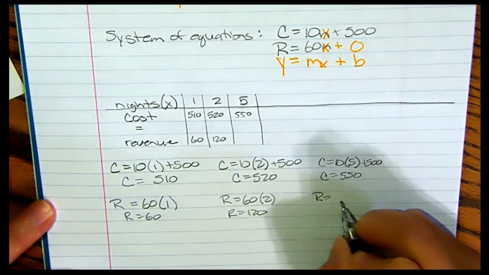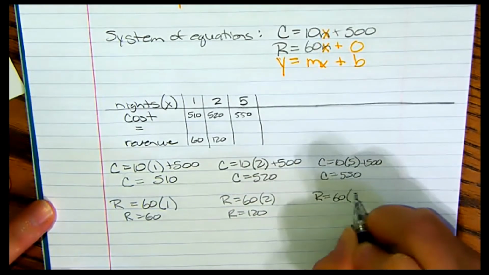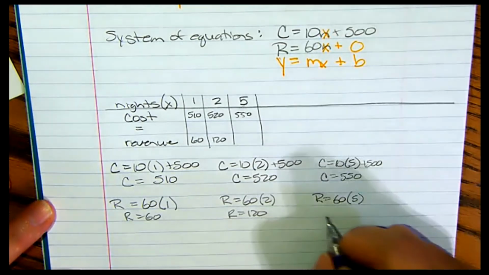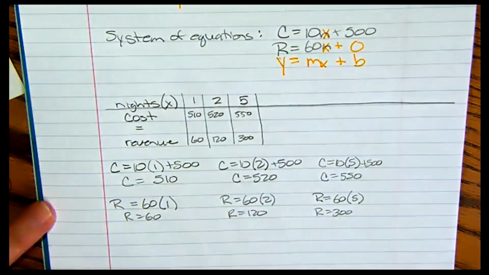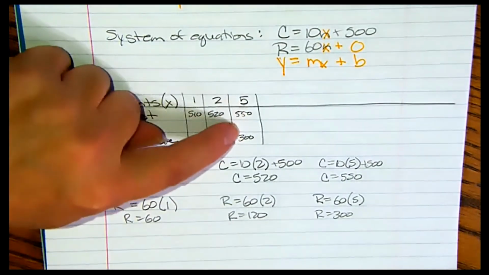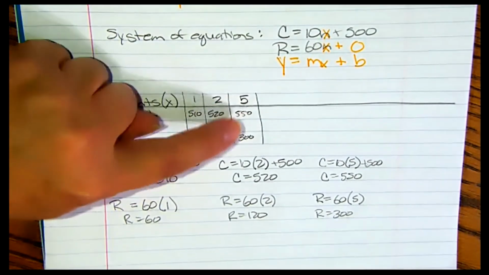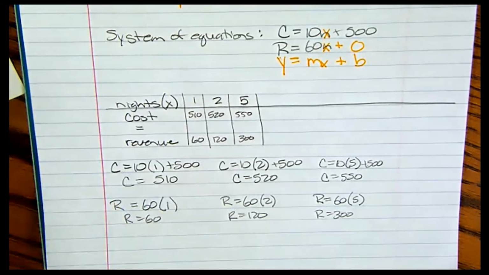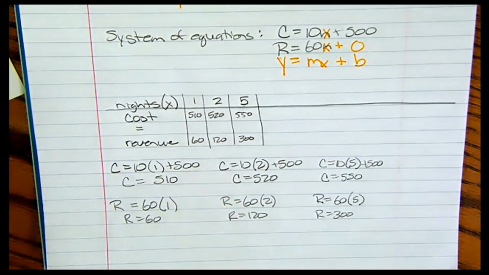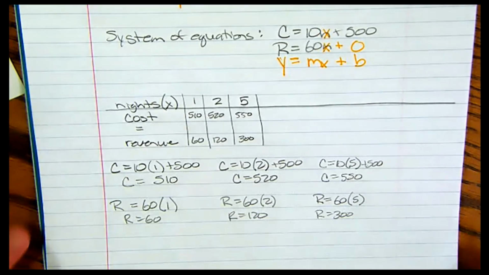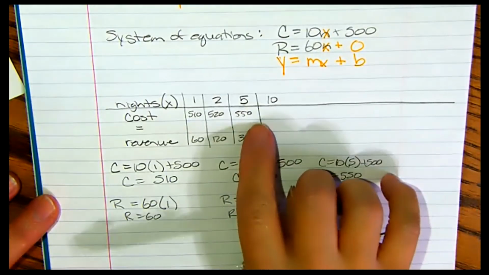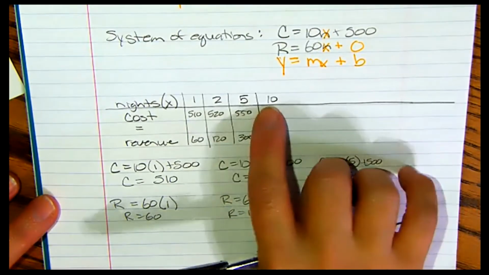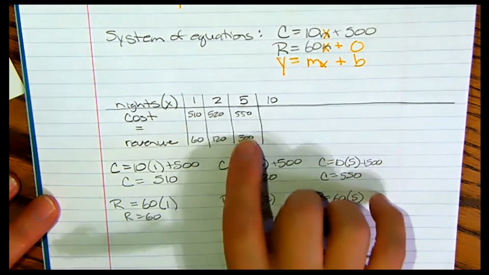My revenue is $60 a night times 5 nights. My revenue is $300. Okay, the gap is getting smaller. 550 to 300. That gap is getting smaller. But I don't want to do 6, 7, 8, 9. Like, I don't want to do every one. That's too much work. So I'm going to go to 10. And then I'll decide if I need to go fewer nights or more nights before I turn a profit.